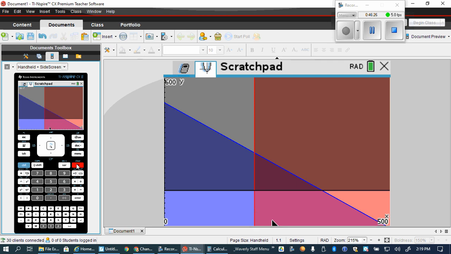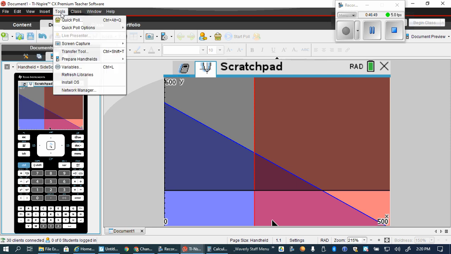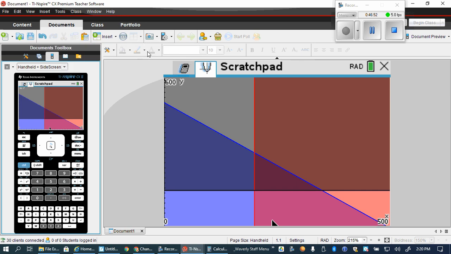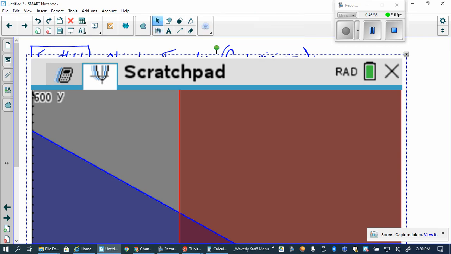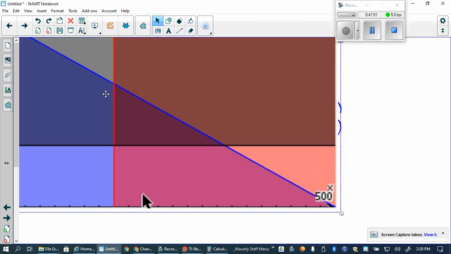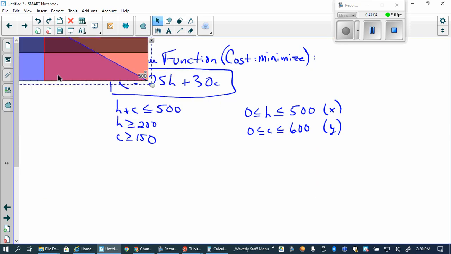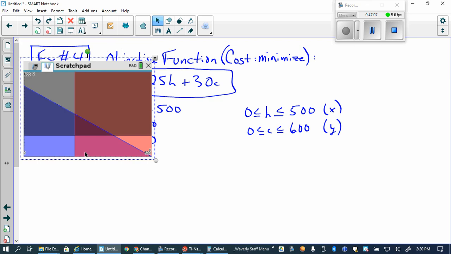Do you see our axes are here? And do you see where our feasible region is? It's not down here like it was on the other one or over here. It's in this triangle now. So we'll need some vertices for that. I'll throw this in: tools, screen capture. Edit, paste. You can feel free to make a sketch.